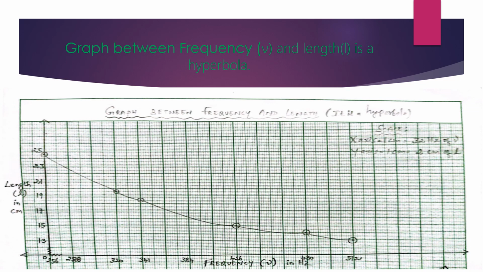When you draw the graph between frequency and length, we get a hyperbola. So along the x-axis we are taking frequency, and along the y-axis we take the length. You can observe that as the frequency goes on increasing from 256, 288, 320, 341, 384, 426, 480, 512, the resonant length goes on decreasing. For 256, the value of resonant length is maximum, and when the frequency increases, the resonant length goes on decreasing.